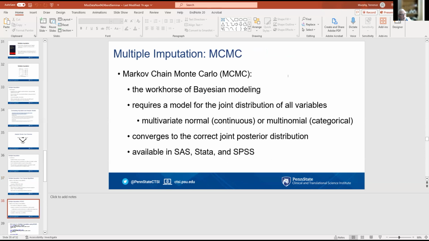We'll talk very briefly about MCMC. This is an algorithm that is the workhorse of Bayesian modeling. In its use in missing data, it postulates a joint distribution of all variables, usually multivariate normal. It can also do that for multinomial, which is a multivariate distribution of categorical variables. It converges to the correct joint posterior distribution, and it is readily available in these common stats packages.